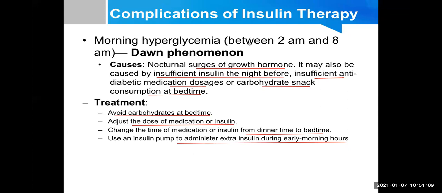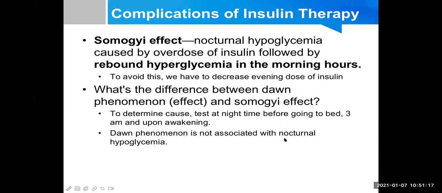The point is, what is the meaning that is really important. Now, what is the Somogyi effect then? See this? This is the Somogyi effect. Somogyi effect means there is a nocturnal hypoglycemia that occurs first, and that nocturnal hypoglycemia is followed by rebound hyperglycemia in the morning hours.